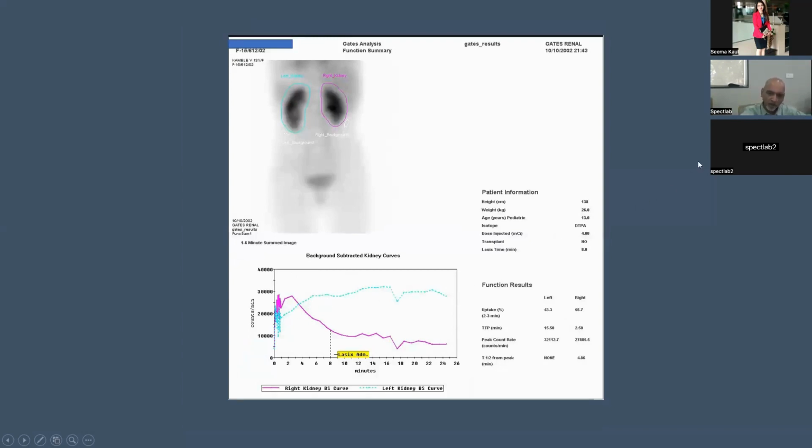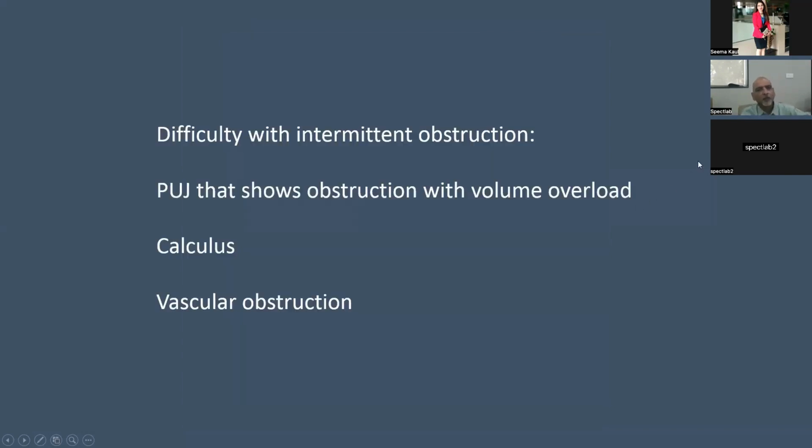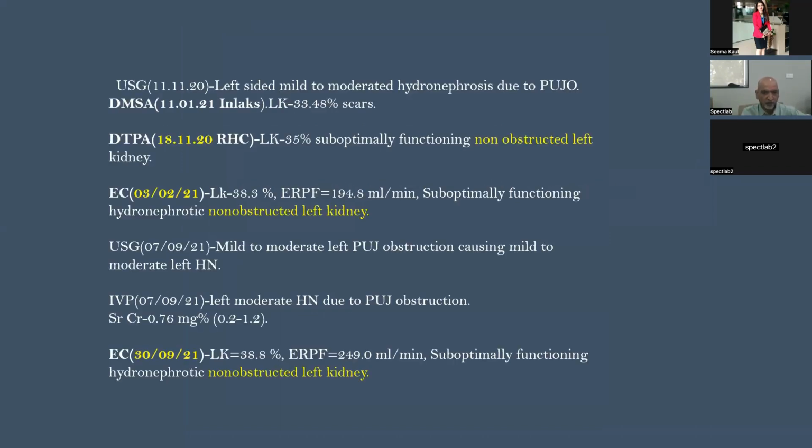So that's another important utility of intervention. Intermittent obstruction can be because of dynamic obstruction, which, as I said, could be flow related. The second is calculus, which is mobile, and third, of course, is vascular. For instance, in this child who had ultrasound evidence of mild to moderate hydronephrosis, renal scan showed a percentage contribution of 35% on one side.